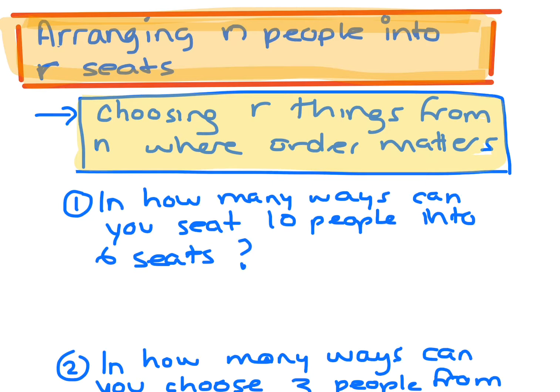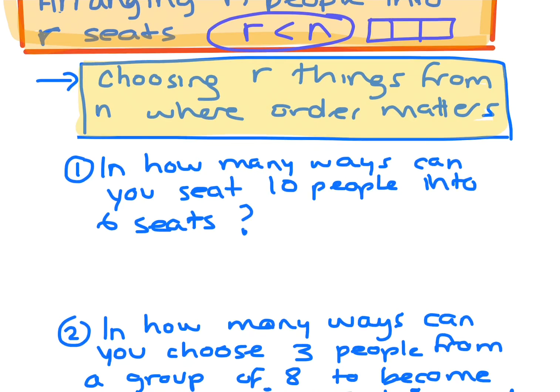So we're looking at arranging N people into R seats. In this situation, this is kind of like you're choosing R people, but R is less than N. So you might be choosing 3 from 5 and you're putting them into different positions. So in how many ways can you seat 10 people into 6 seats?